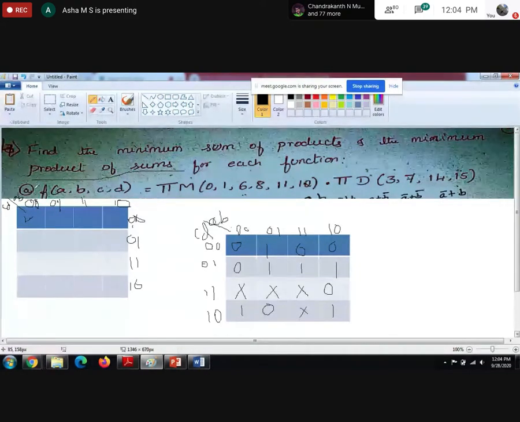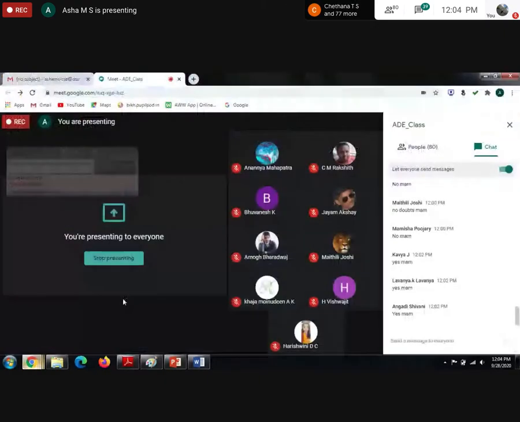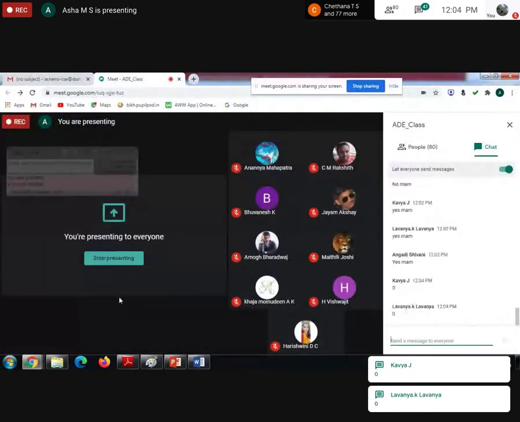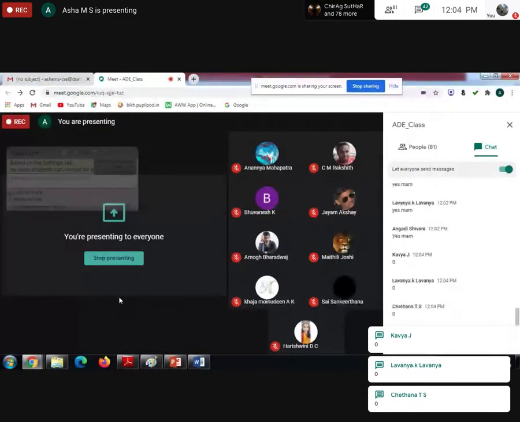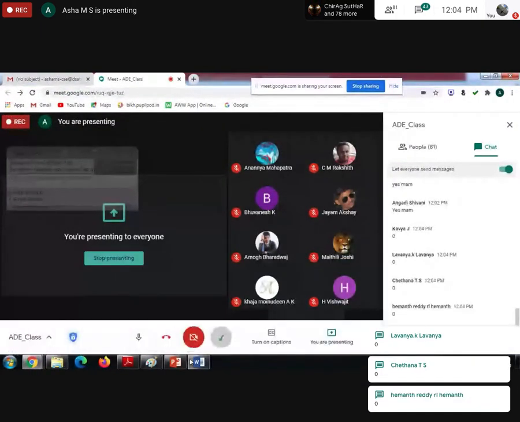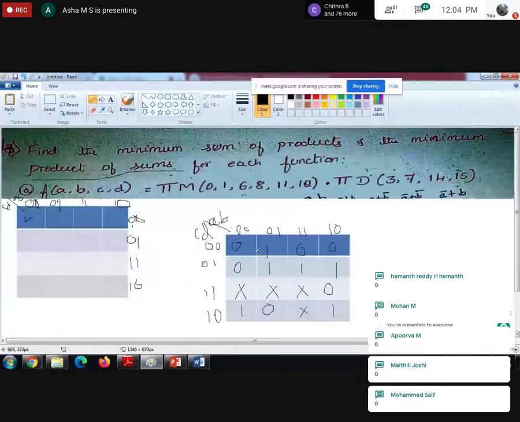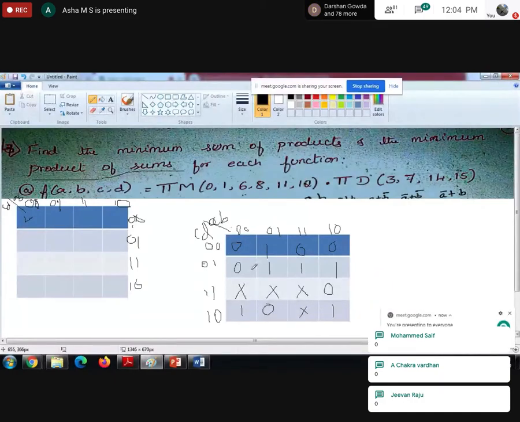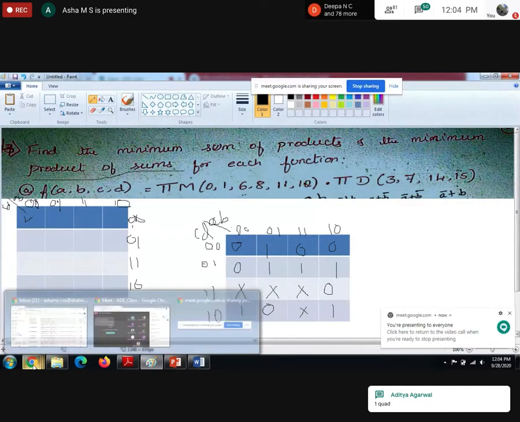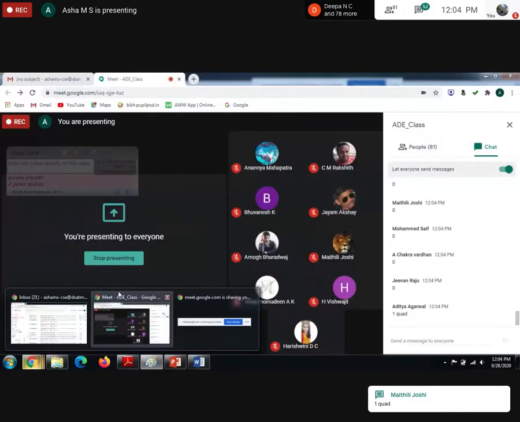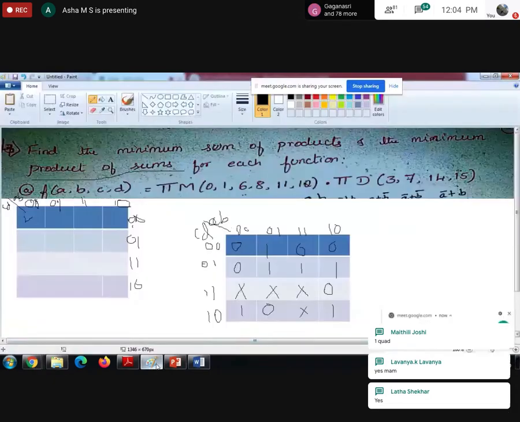Now, we are going to find the POS. So, what do we need to group now? Can anyone answer? People are very smart. Your answers are correct. So we need to group 0. Correct, right? Quads are possible. One quad is possible. Aditya is saying one quad is possible.